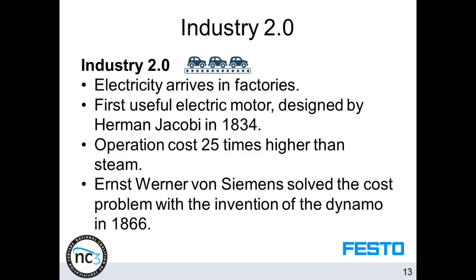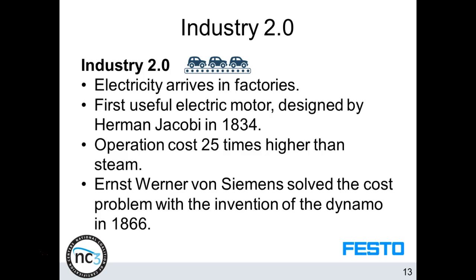So this was when the first useful electric motor was designed, in 1834. Useful electric motor. They fooled around with it. But we come up with things and they're very inefficient, right? You understand how they convert energy from one form to the other. Operation costs were 25 times higher than steam, because here we're running off electricity instead of water. Ernst Werner von Siemens. So this was the guy that first came up with the company. We had a big international company called what? Siemens.